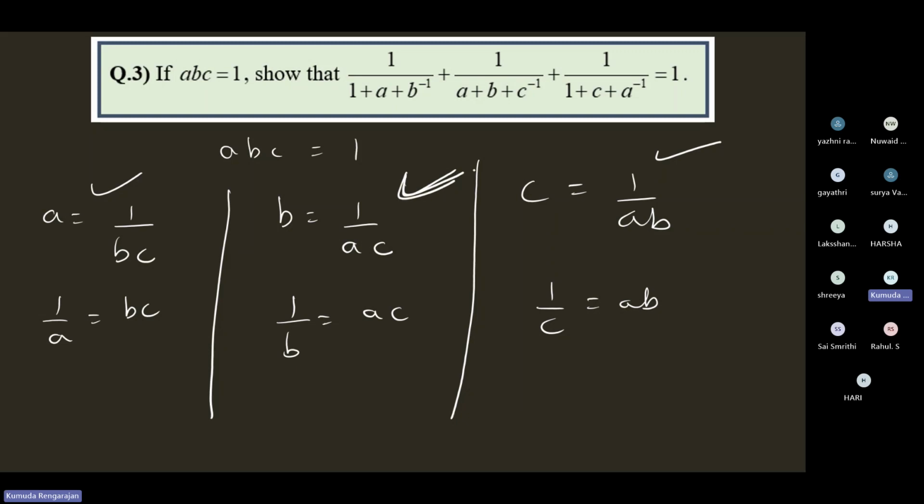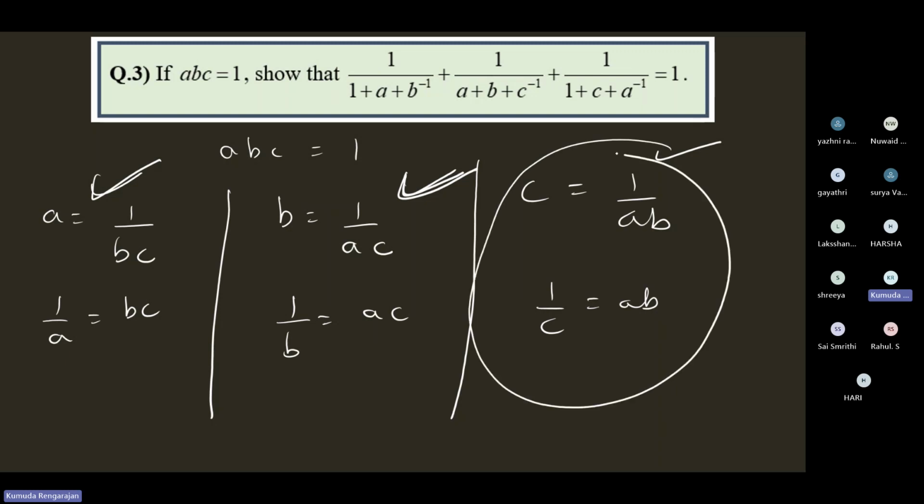You can use this or this also. Now this part will not be clear because you really don't understand what I mean. We'll see the solution and then come back to this. So I have used these results from what is given: ABC is equal to 1. I have used these results to work the answer.